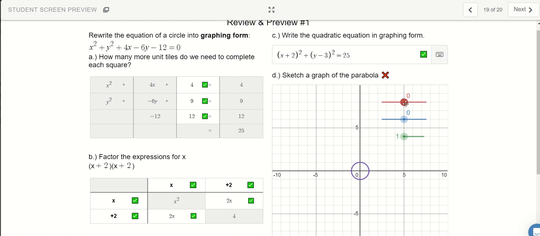Plus 2 tells us that it's going to move left. Minus 3 is going to move it up. And again, 25 is just 5 squared. 5 times 5 is 25. So the radius is just 5.